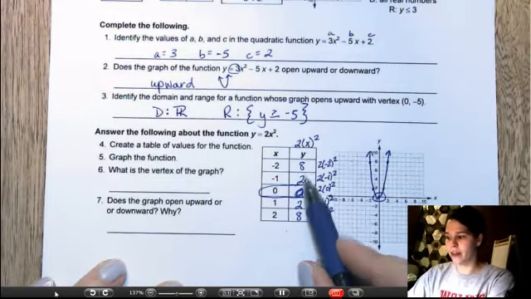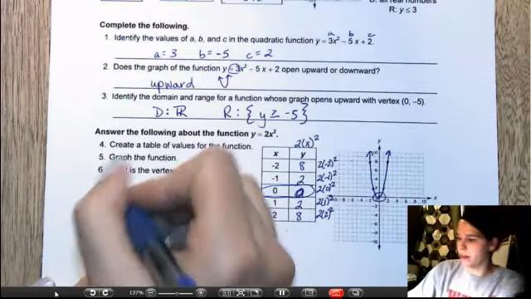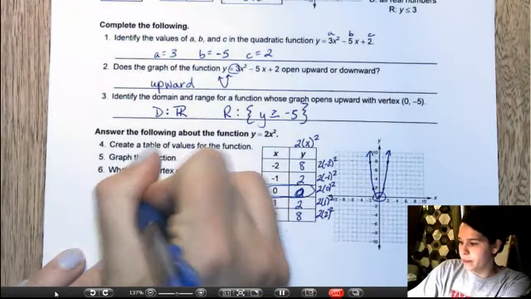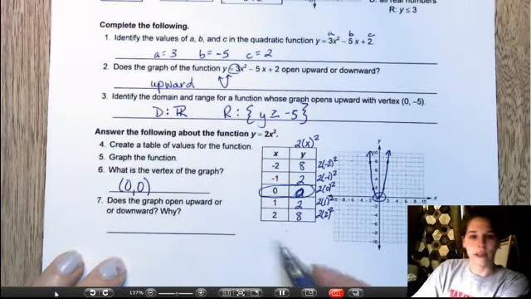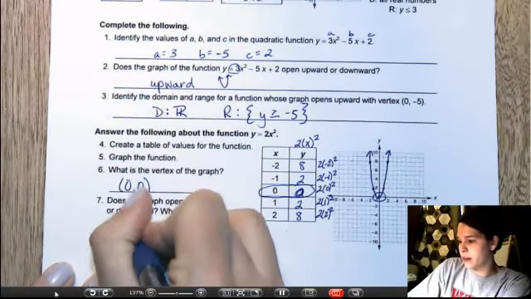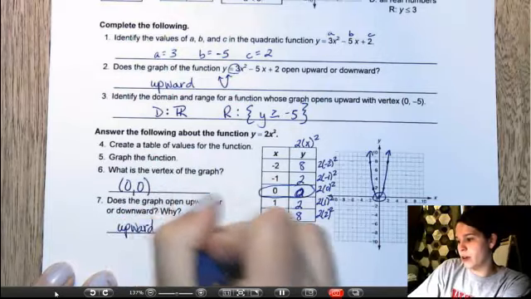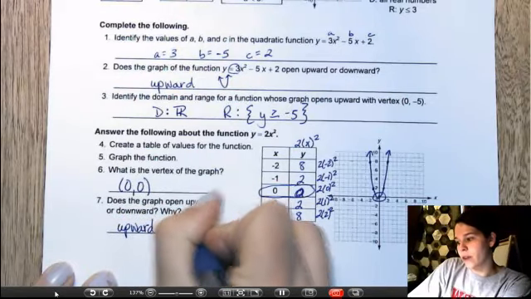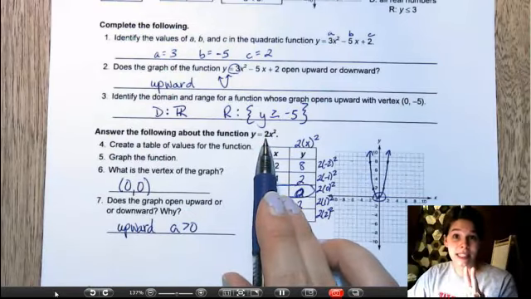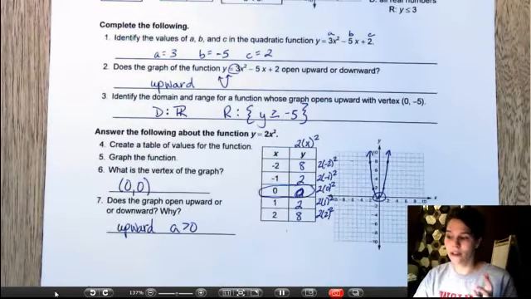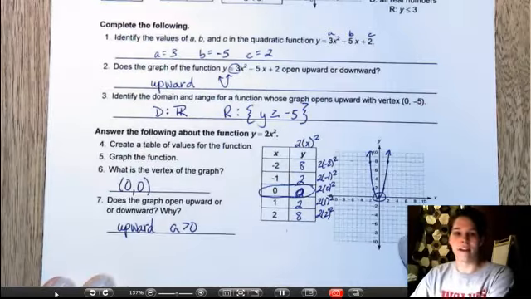I can tell from the graph because these points mirror off of it, or from the table, I'm sorry, or from the graph because of where the bottom point is. Does it open upward or downward? That's kind of a silly question at this point. We already see that it opens upward because A is greater than 0, because my A value is 2. B is 0, C is 0 in this case, but it's still a quadratic function because I have an A value.